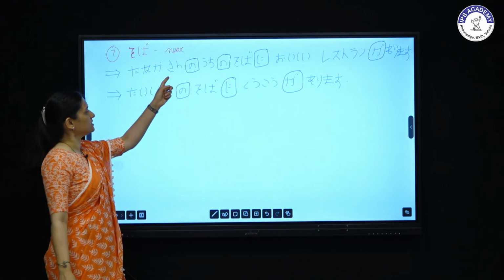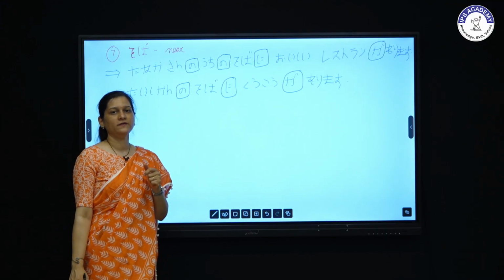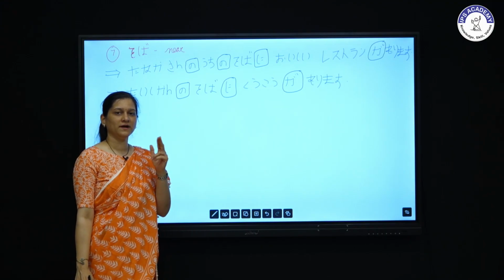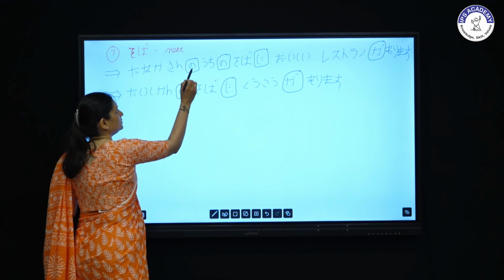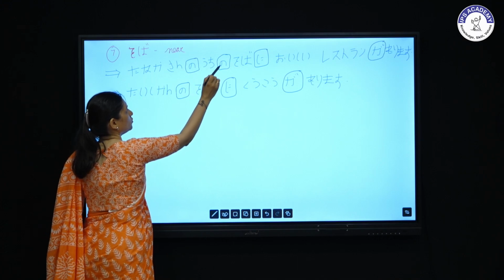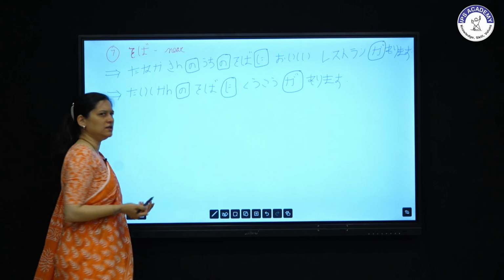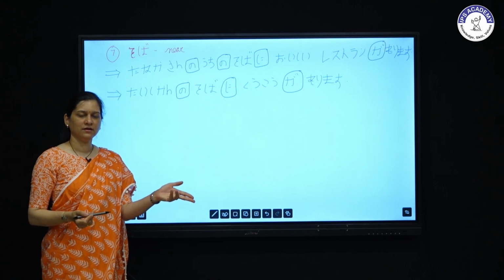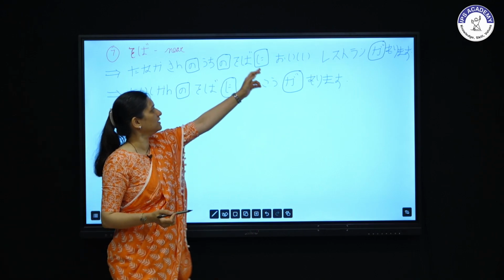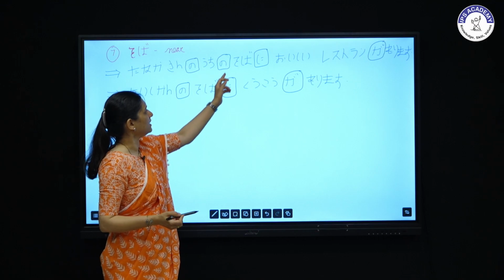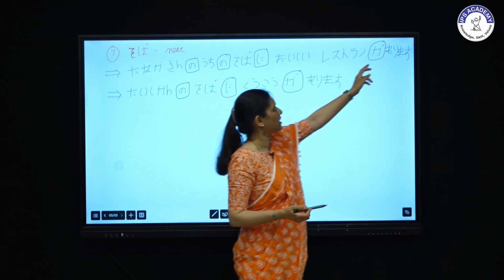See, in the first sentence we are using no particle twice. Now understand why do we have to use no particle for 2 times in the first sentence. Tanaka-san no uchi no soba ni, Tanaka-san ke ghar ke paas. In Hindi also we are using ke twice, yes? So it makes sense, right? So Tanaka-san no uchi no soba ni, Tanaka-san ke ghar ke पास में ओइशी रेस्टोरेंट ga arimasu.